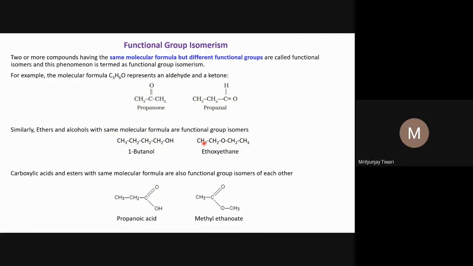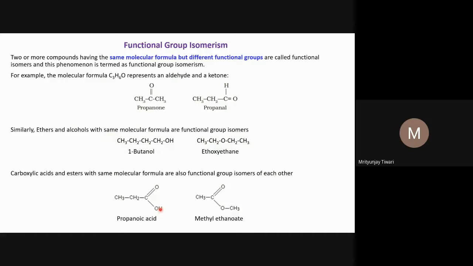This is C4H10O, 3 plus 3 plus 4, so C4H10 and O. This is also C4H10O. This one is butan-1-ol, and this one is ethoxy, up to here it is ethoxy, and this is ethane. So the IUPAC name of this compound is ethoxyethane. Now the carboxylic acids and esters with the same molecular formula are also functional group isomers of each other.